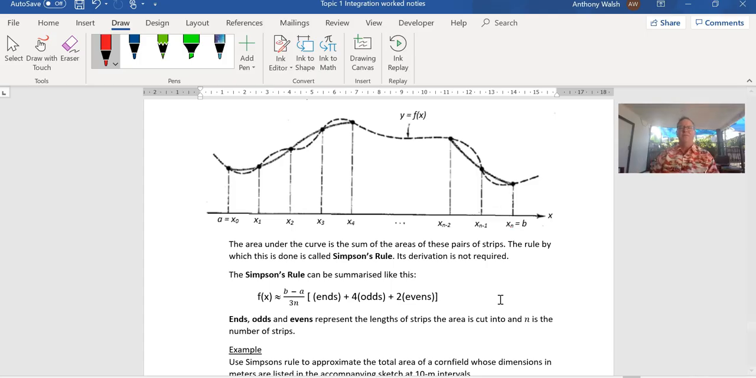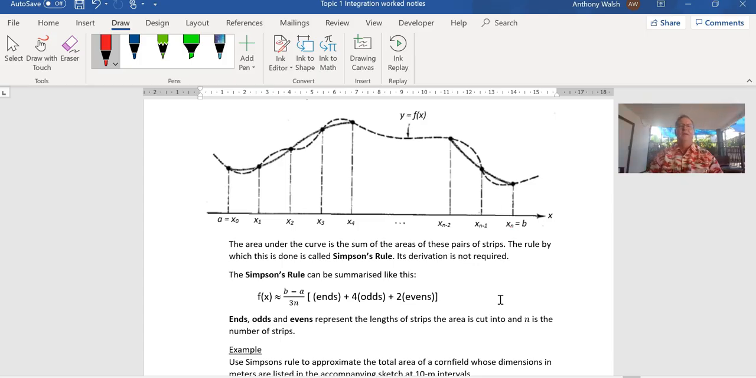Divide that by 3n. Where does the 3 come from? Doesn't matter. n represents the number of strips that you're dividing your area into. Again, it must be an even number. And then you multiply that by ends plus 4 times odds plus 2 times evens, where ends, odds, and evens represent lengths of strips the area is cut into, n being the number of strips.